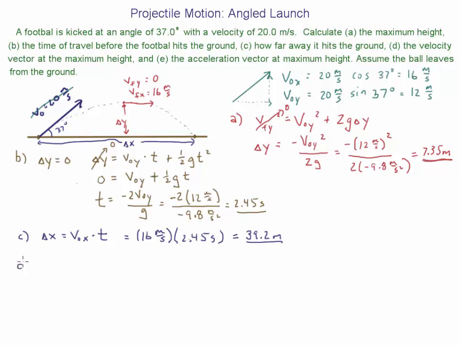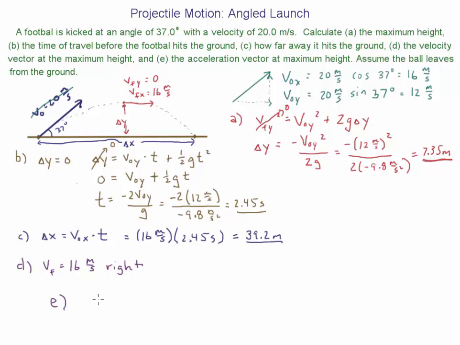Well, we kind of already discussed D when we were doing part A. And it says, what is the velocity vector at maximum height? Well, we described it. It's pointing to the right. It's all horizontal, no vertical. And it's got to be equal to the initial x velocity because that never changes. So this is very easy. The v final at that point is 16 meters per second to the right.